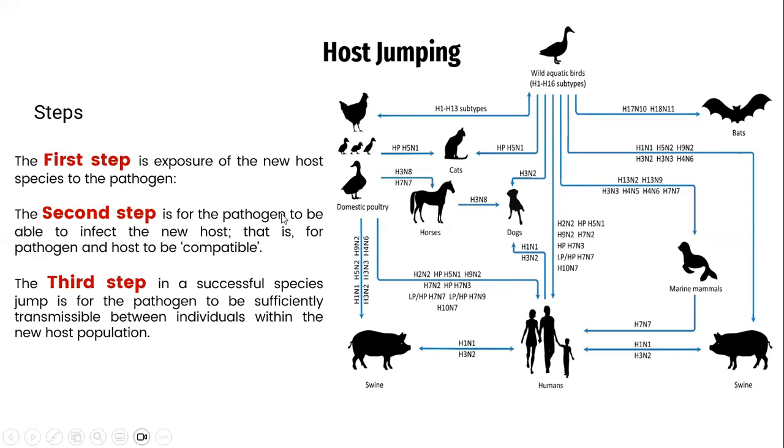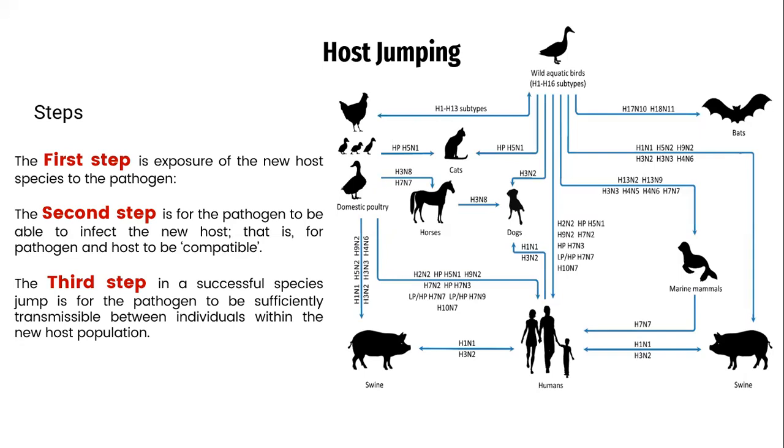The second step is for the pathogen to be able to infect the new host. So now that we're in proximity with that animal, that host, it must be able to infect us. And that means that we're compatible. So the virus has now accumulated the right mutation to be compatible with us. And then the third step in a successful species jump is the pathogen being able to be sufficiently transmissible between individuals within the new host population.